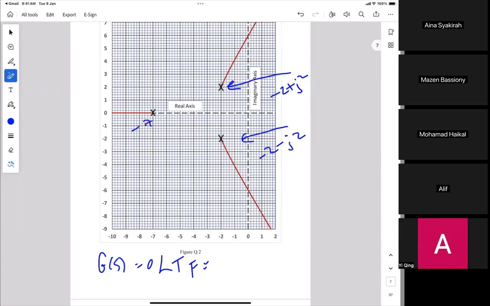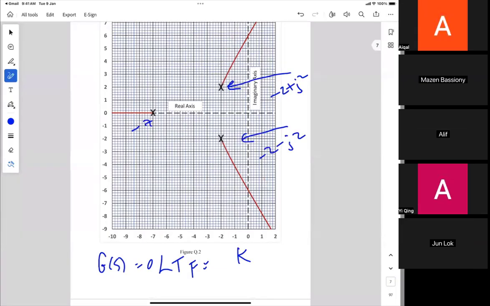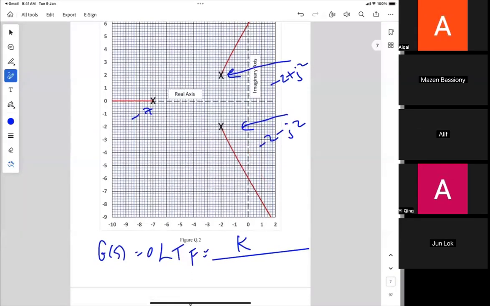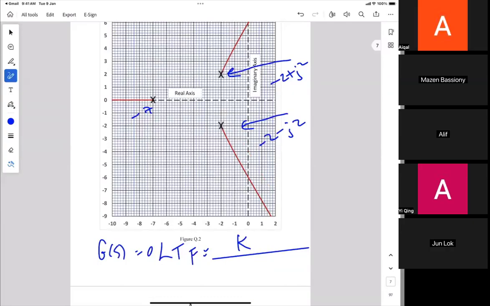Okay, we have K. Open loop zeros are not available. So K over s plus 7, s plus 2 plus j2, s plus 2 minus j2.